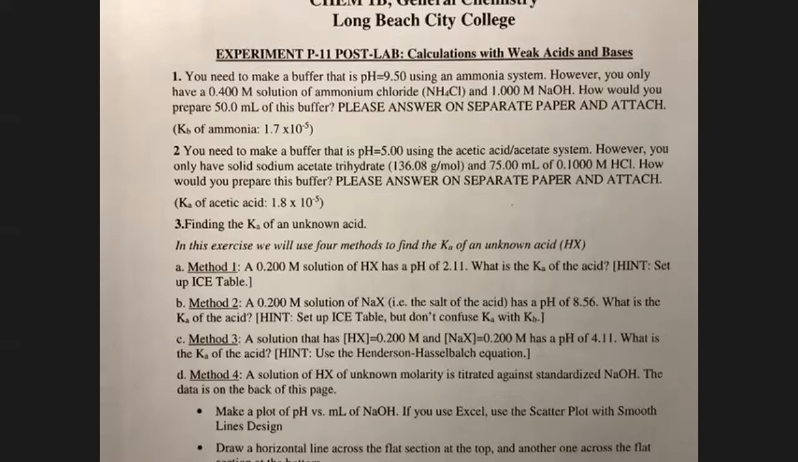It says you need to make a buffer that is pH 9.50 using an ammonia system. However, you only have a 0.400 molar solution of ammonium chloride and 1 molar NaOH. How would you prepare 50 milliliters of this buffer?